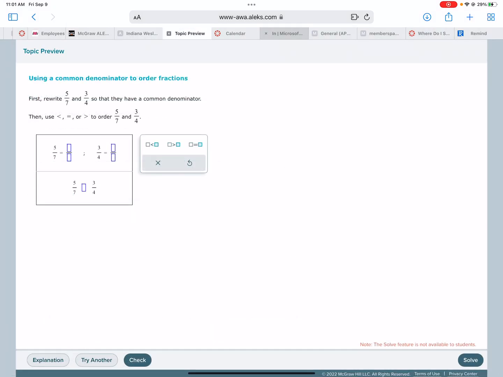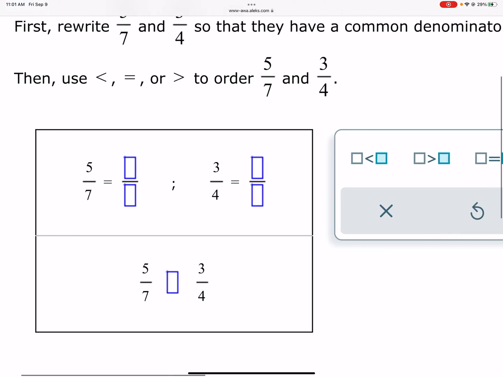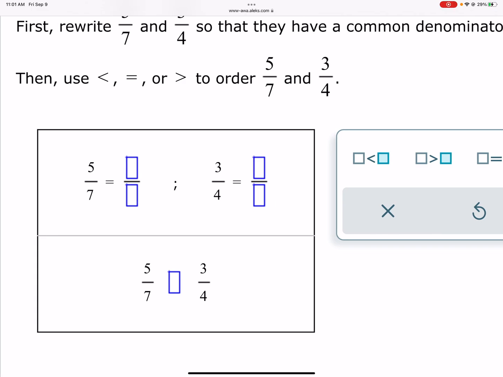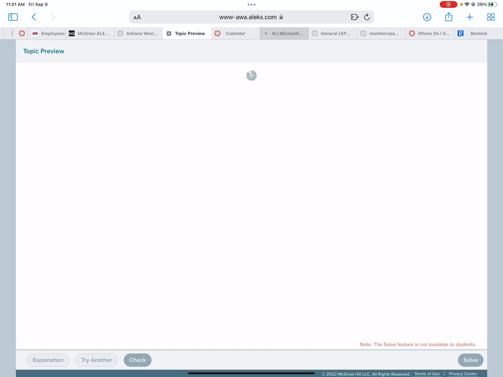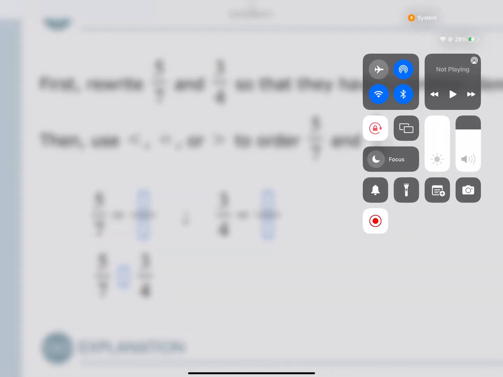For common denominators, the easiest way to find a common denominator is that you can just multiply each of the denominators by themselves. So 7 times 4 is 28, and that would be the easiest way to do it. Now you could pick a lower number. If there was another number that 7 and 4 both could go into, you definitely could choose a different number. There's not for this particular one. So let's go ahead and look here. I'm going to solve it a little bit differently here.